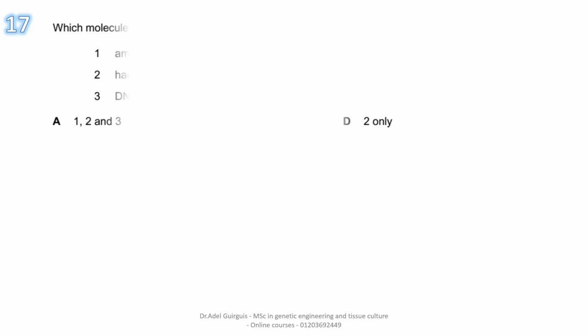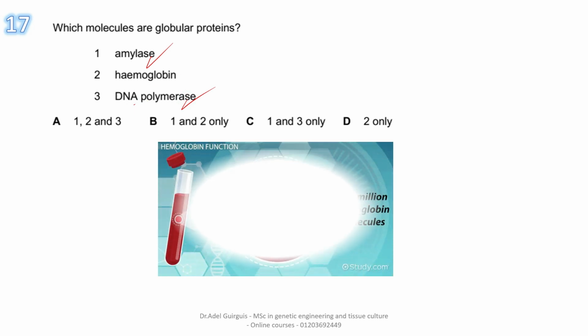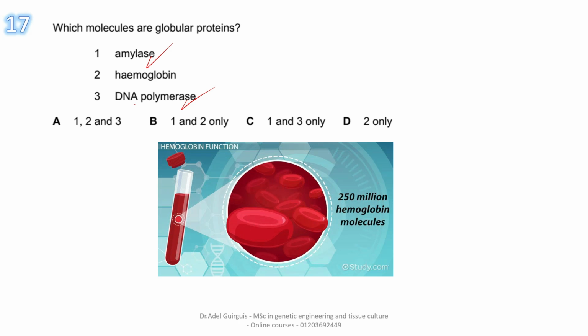Number 17. Which molecules are globular proteins? All enzymes are globular because enzymes act in an aqueous medium. They are soluble. So amylase is globular. DNA polymerase is globular. What about hemoglobin? Hemoglobin is found in red blood cells, in a great number of molecules inside red blood cells, in the aqueous medium of red blood cell cytoplasm, so it must be soluble. To be soluble it must be globular.